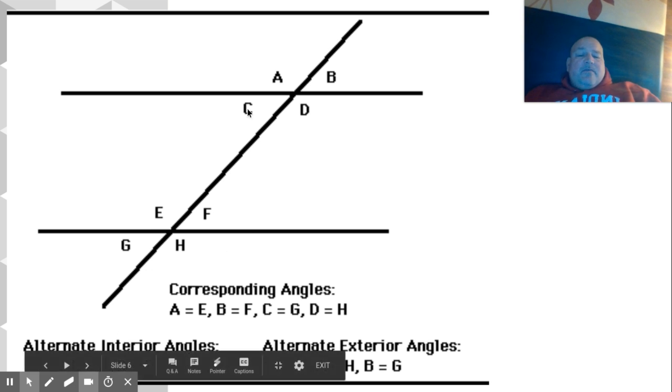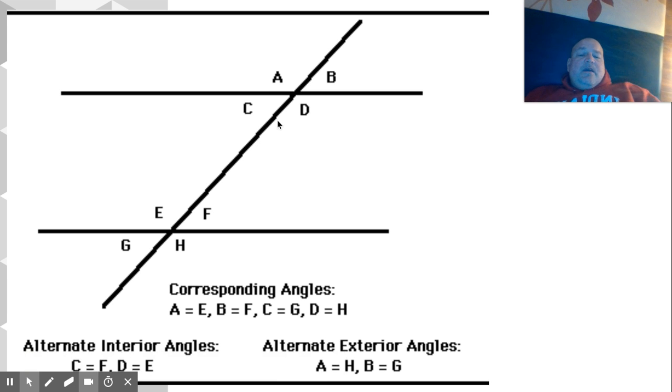Alternate interiors, well, that would be like C and F and D and E. Again, alternate interiors are non-adjacent. So that's why it can't be C and D, because C and D are adjacent because they both share this vertex here and they share this side, this line. Alternate exteriors, A and H, B and G. Now, also thinking back to what we did last week, you should also know your vertical angles, like A and D, B and C.